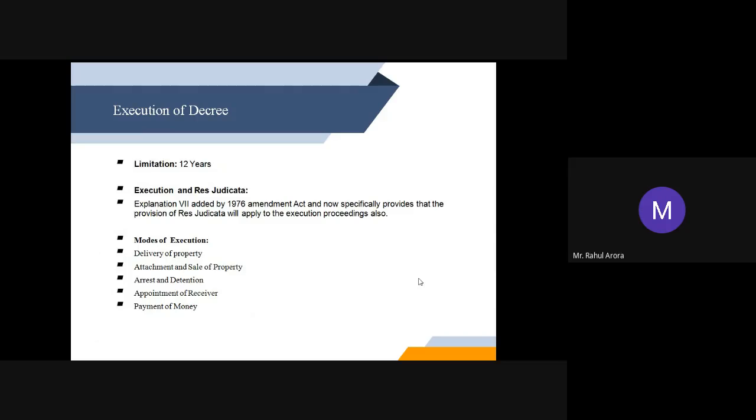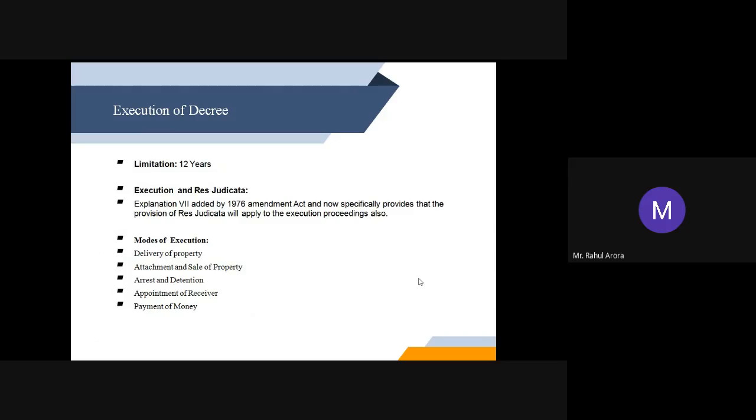Now, the next very important point which needs to be dealt with herein is, is there any relation between res judicata and execution? The answer is yes. The provisions of res judicata would be applicable to execution applications as well. This was added by the 1976 amendment to the Code of Civil Procedure, wherein it has been provided that the provisions of res judicata would be applicable to the execution proceedings as well.